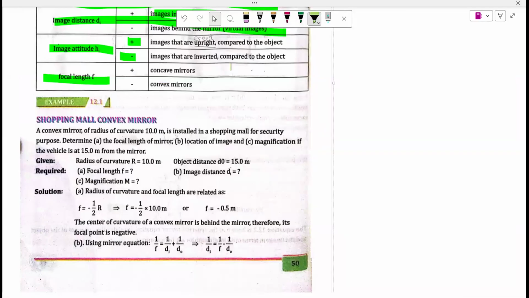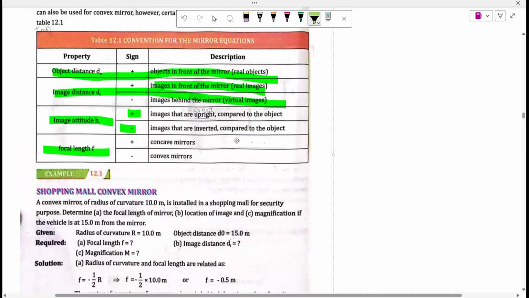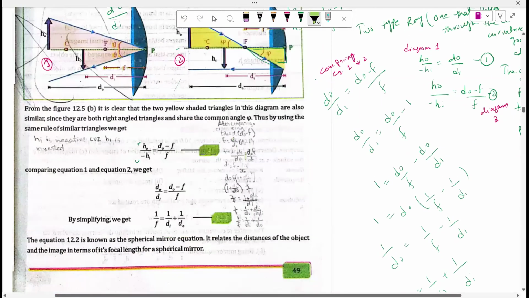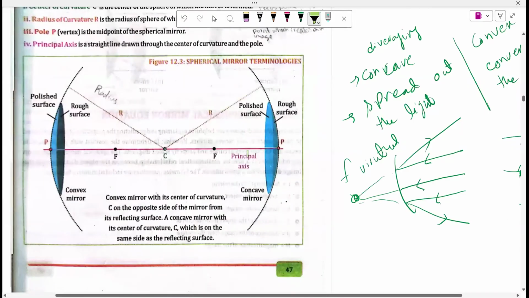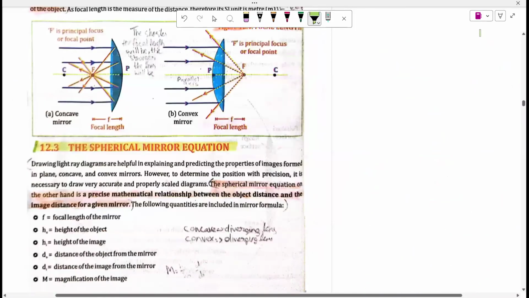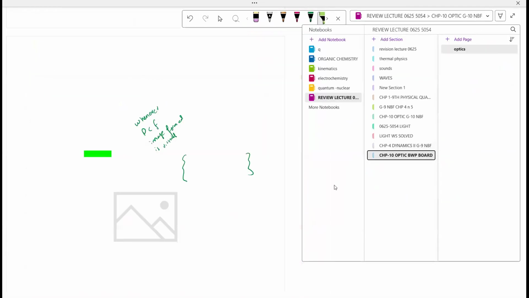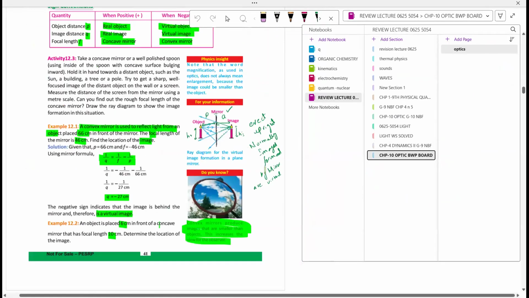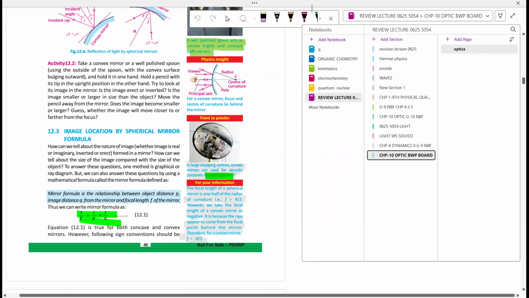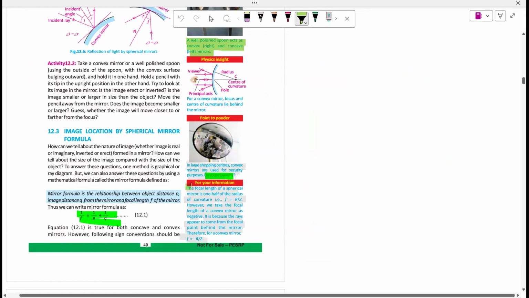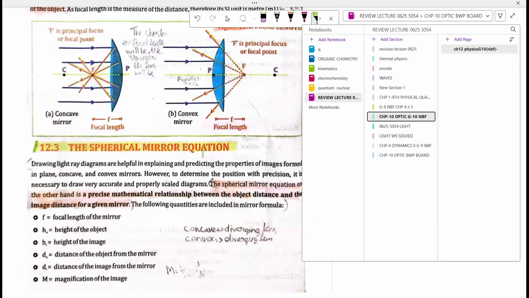Okay. We have a convex mirror of radius of curvature, and they have given us a value. It is installed in a shopping mall for security purposes, and we need to determine the focal length of the mirror. Last time, where was the relationship between curvature and radius discussed? I think it was in the other book. That's why I always ask you to review these things from both books. They haven't discussed this point in our book, but it was given in the other book for convex and concave. So let me take you to the book again.